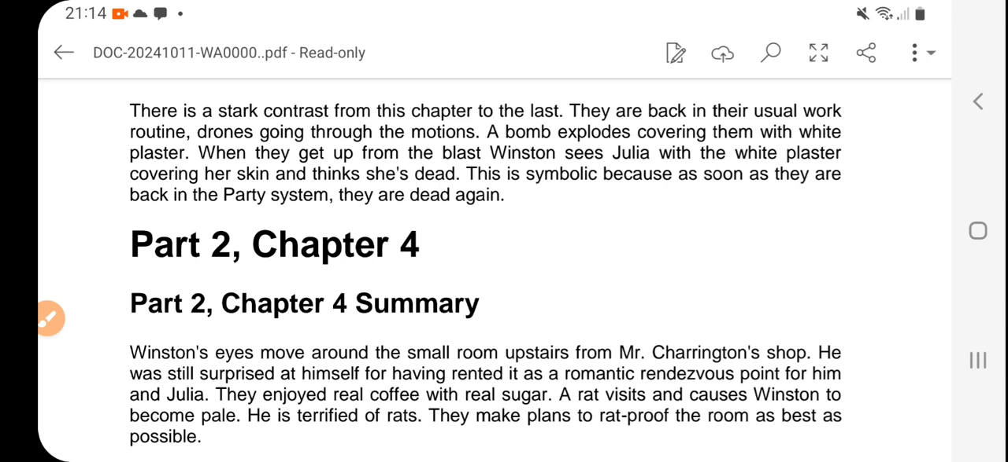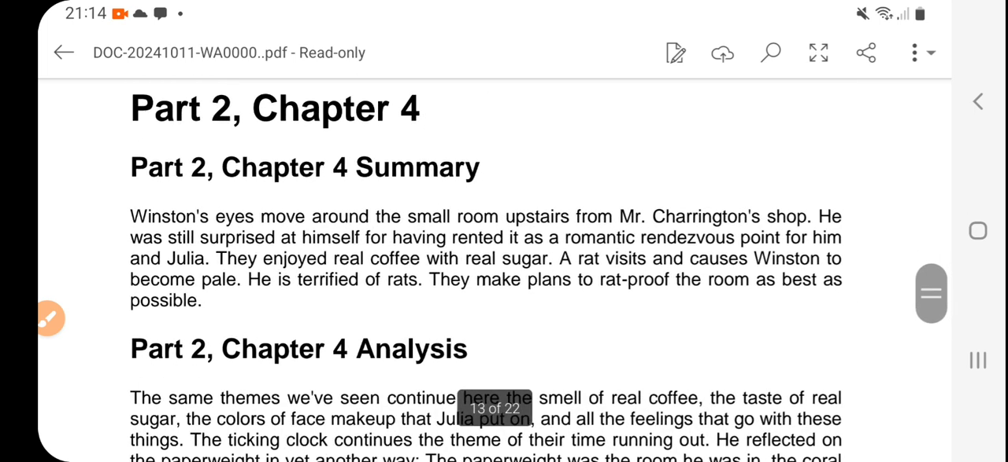When they get up from the blast, Winston sees Julia with the white plaster covering her skin and thinks she's dead. So that's a war, and then they declare there is a bomb blast, and Winston thinks that Julia's body is covered with white plaster. This is symbolic because as soon as they are back in the party system, they are dead again. So then they enjoy their life, and when they separate, they start behaving like a machine. So this is chapter 3.